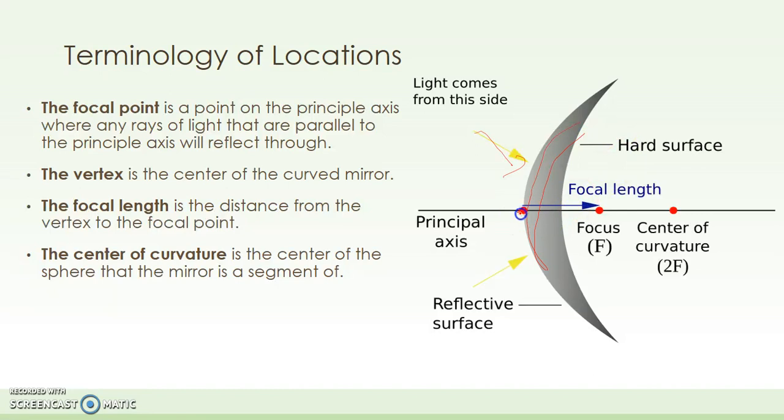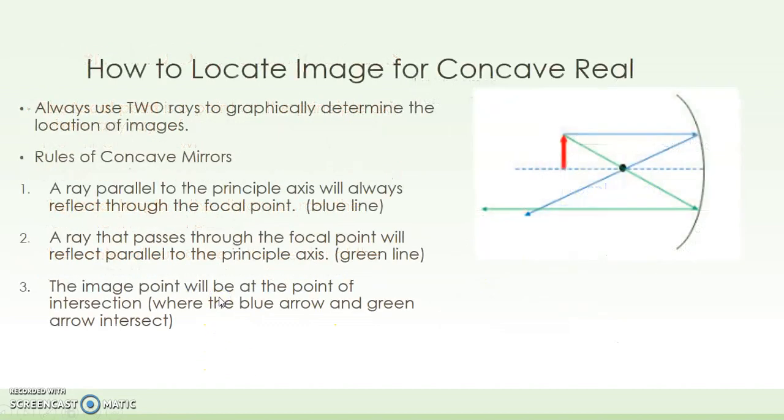Remember that the principal axis is coming from the middle of the sphere, which would be over here, called the center of curvature. And then we have the focus, or the focal length, which is the distance from this mirror to the actual focal point. So those are some of the terminologies defined.